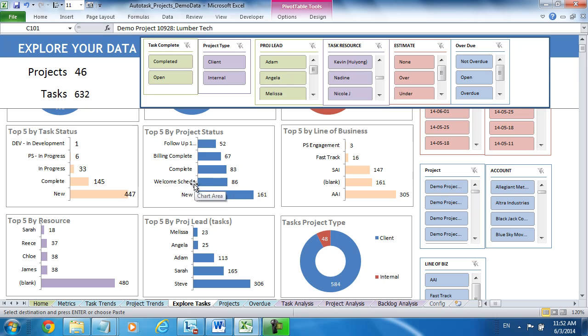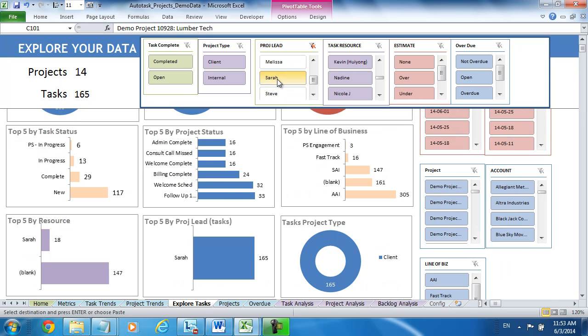Here I have waiting to be scheduled. I have percentage complete. I have my lines of business that I may want to drill into specifically. I have my resources. Maybe I'm really interested in tasks that are due that currently don't have a resource associated to them, or I want to drill into a specific project lead and say I'm really interested in Sarah's projects, and I can take a look at the 14 projects that are Sarah's and drill into those.